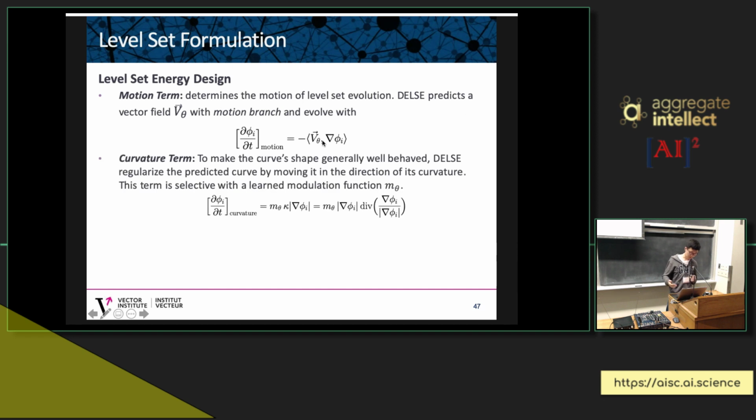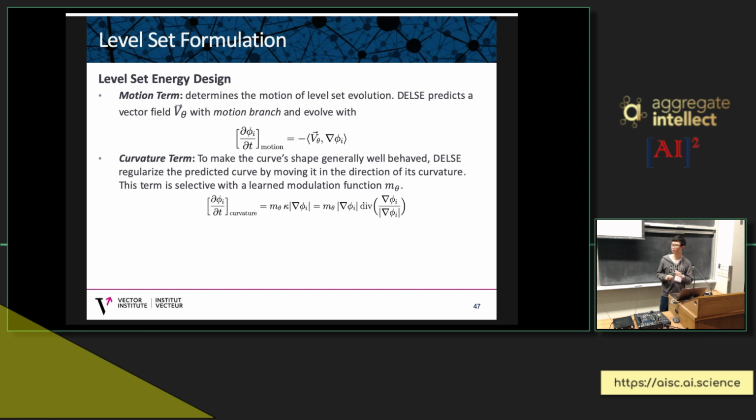And for the curvature term, that is the regularization term. We want the curve generally to be well behaved, so it won't be that noisy. One kind of regularization is to move the curve along its normal direction. If we move the curve along its normal direction, along its curvature, then it will not be noisy, right? If you think about a noisy curve and we move it in its normal direction, it will tend to shrink to be a line, and then shrink to a point. So that is a regularization.